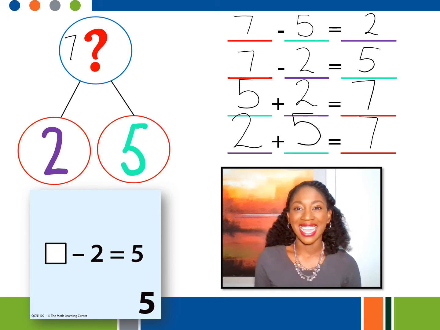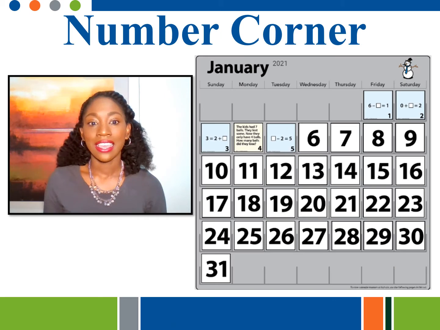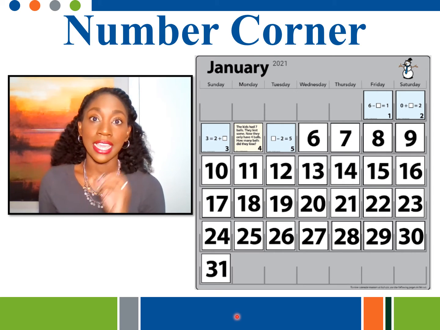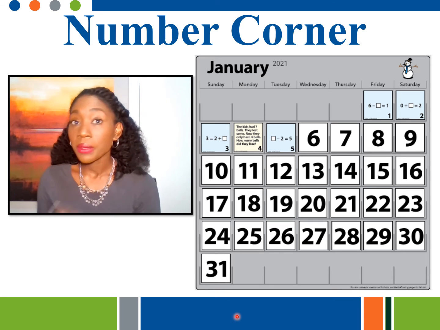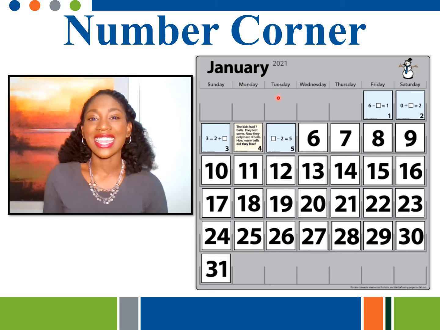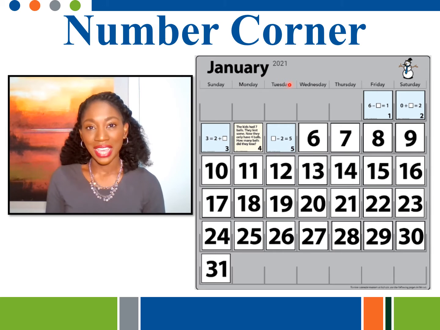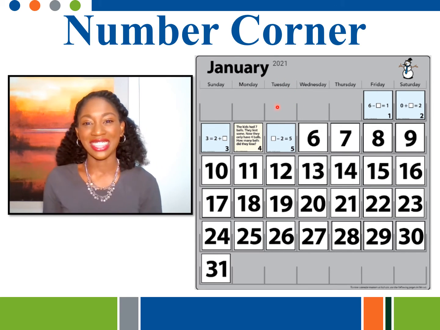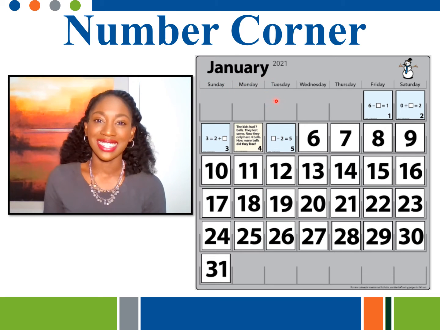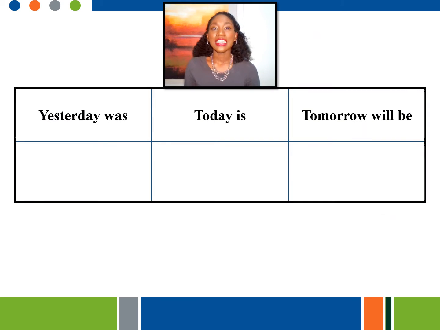Now let's go ahead and say our date for today. And we know whenever we start our date, we always have to say the day of the week. And remember to say 2021. So let's go ahead. Today is Tuesday, January 5th, 2021. Good. So let's do it one more time together. Today is Tuesday, January 5th, 2021.